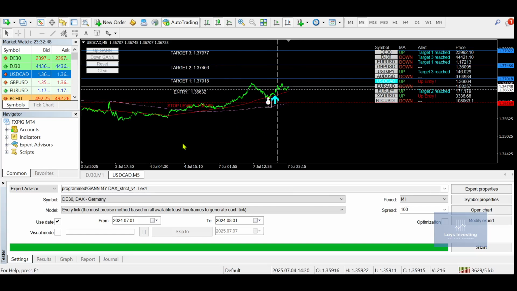Today I'm gonna show you a backtest of my expert Gann My DAX, which I am using daily for trading the German index. I'm gonna go through the backtest month by month for the last year.